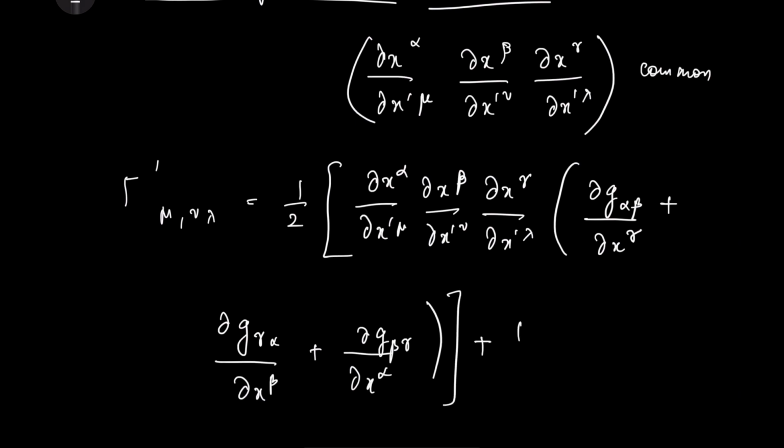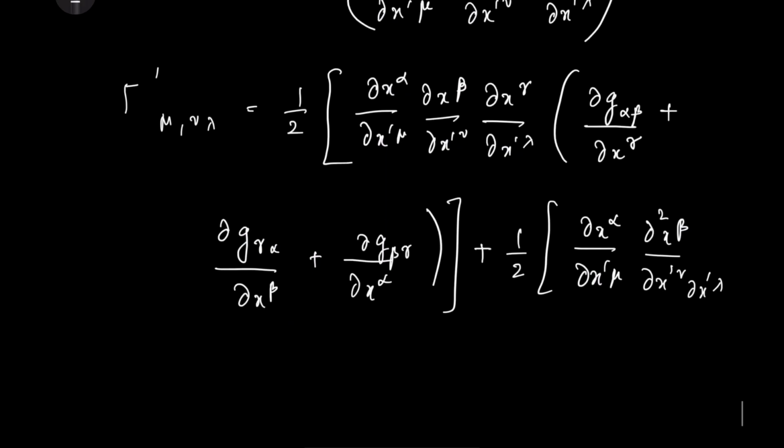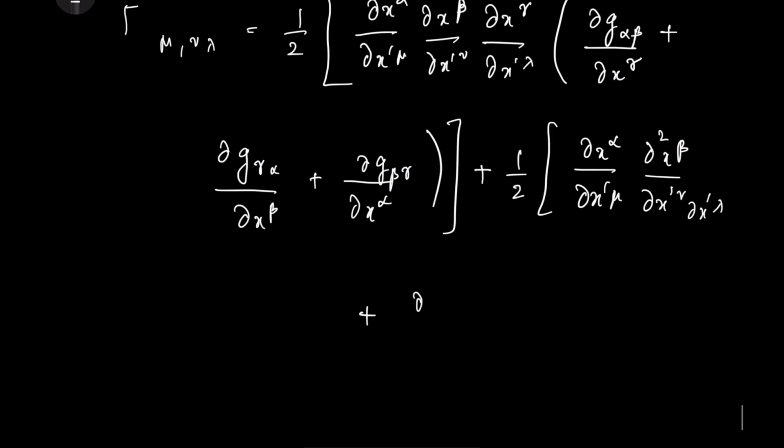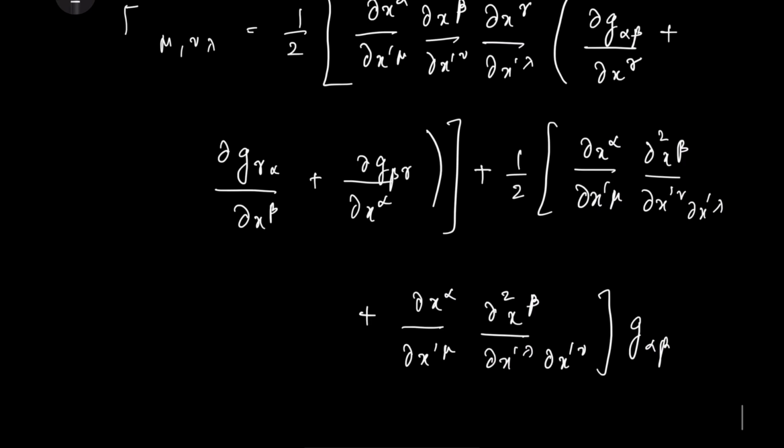Now the second bracket I have x alpha, x prime mu, x beta, x prime mu lambda, plus x prime mu, multiplied by g alpha beta.